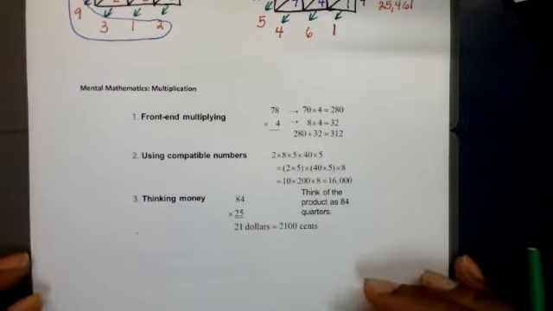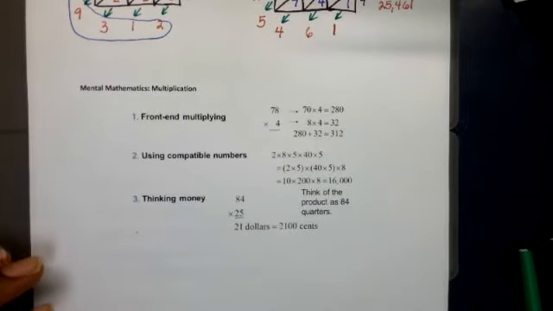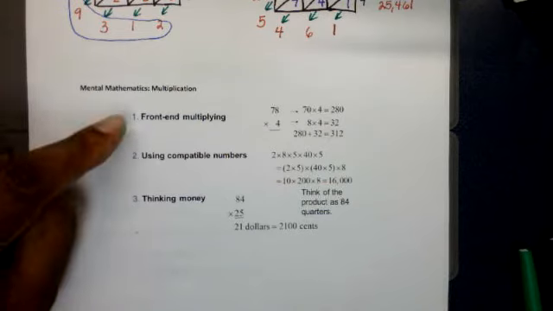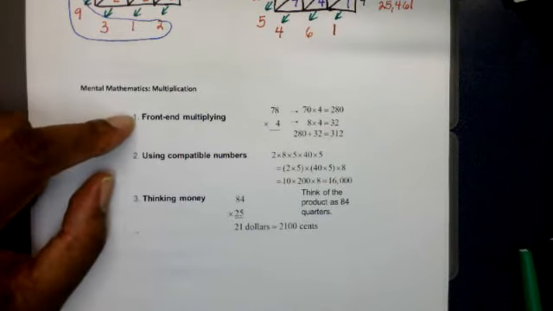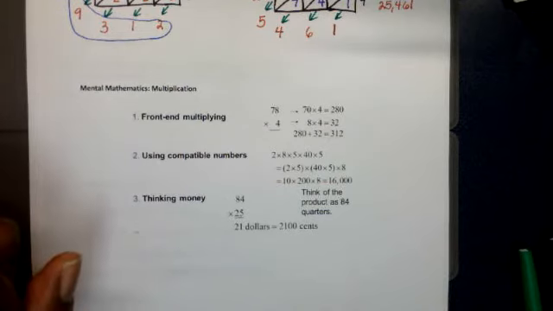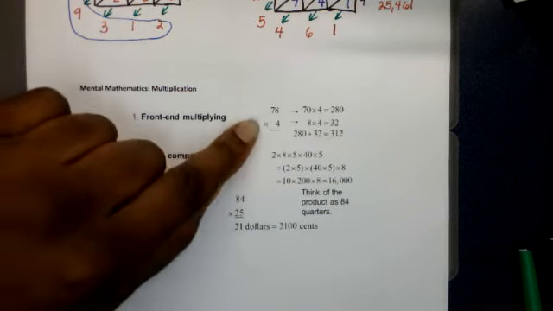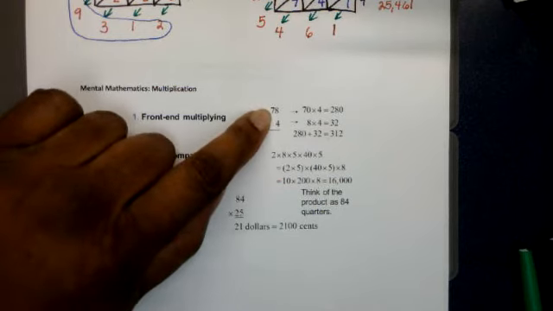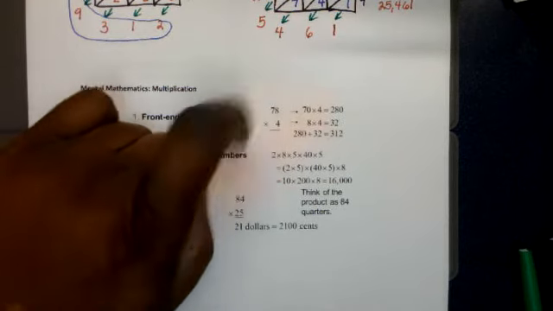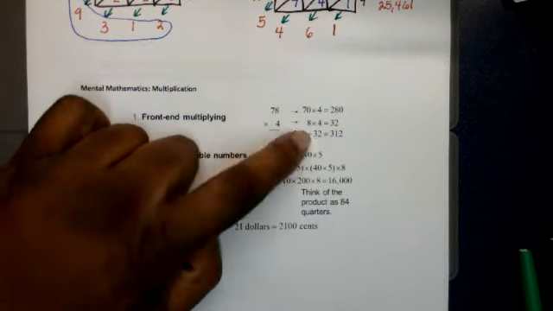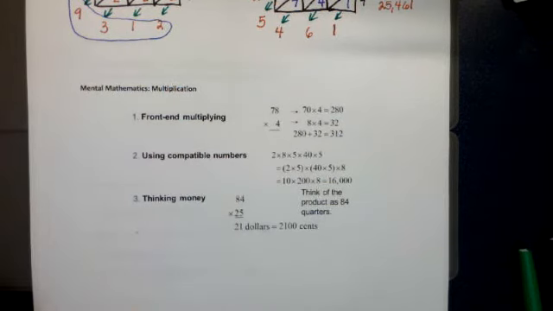All right, now let's look at some mental math techniques with multiplication. One of them is front-end multiplying, like 78 times 4. If I do 70, since the 7 is in the tens place, 70 times 4, that's 280. And then 8 times 4 would be 32. Add 280 and 32 together, you'll get 312. That's how we use front-end multiplying.